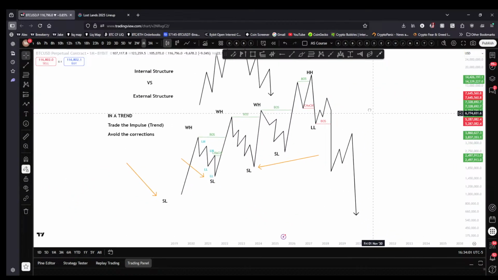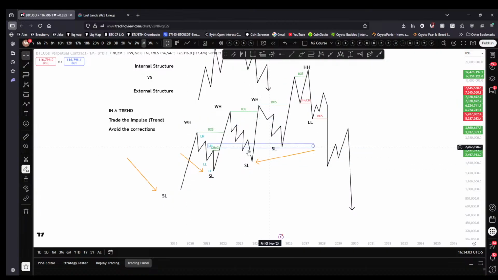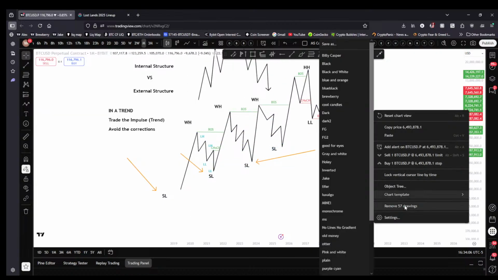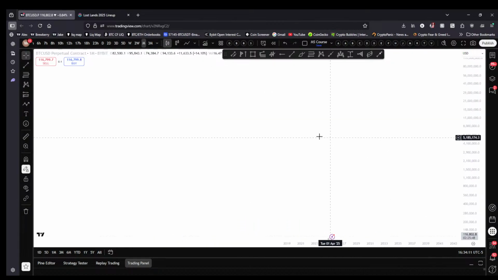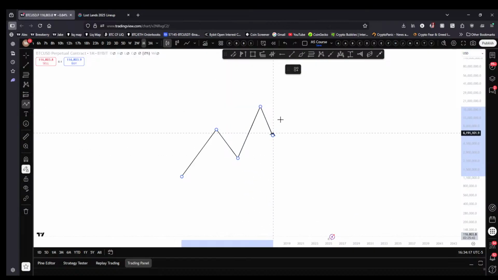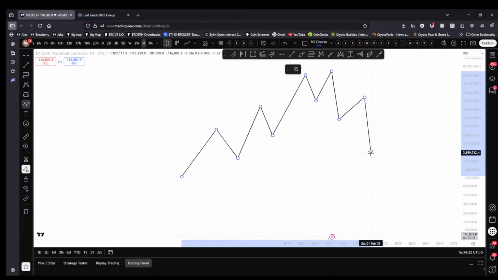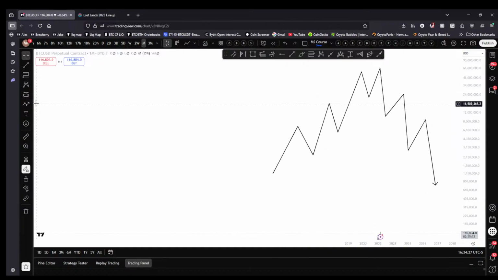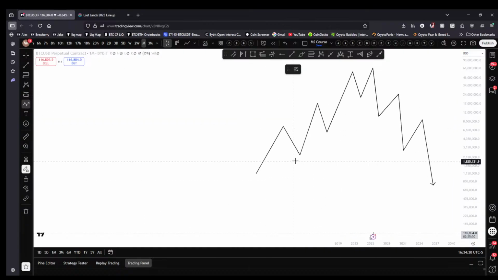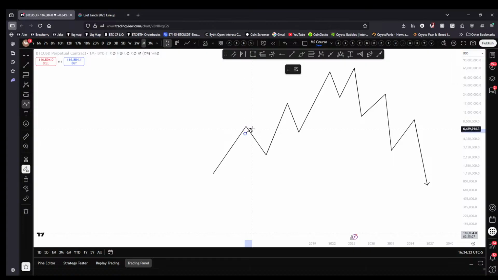Okay. So understanding that, and understanding internal structure versus external structure, it's also important to understand that internal and external structure can also be represented by low time frame and high time frame structure.